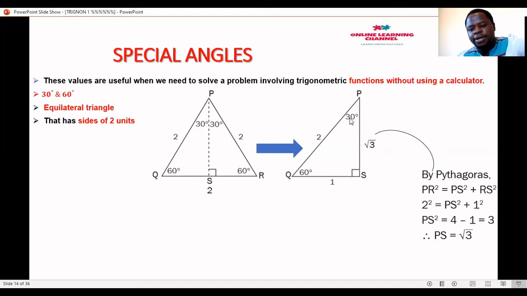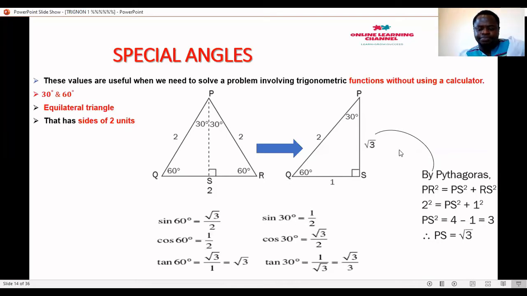PR squared, this is your hypotenuse, it will be root of 3. This should be simple. And then sin 60, these are special angles, sin 60 will be opposite over hypotenuse, root of 3 over 2.